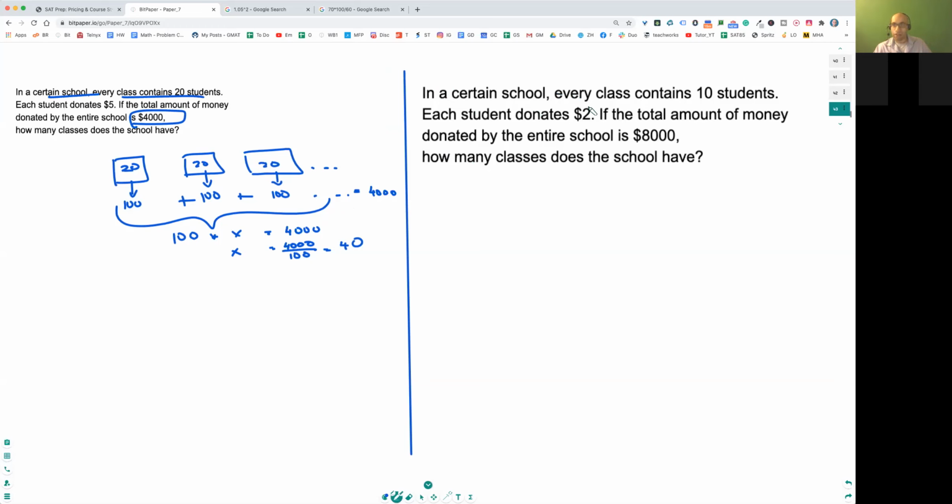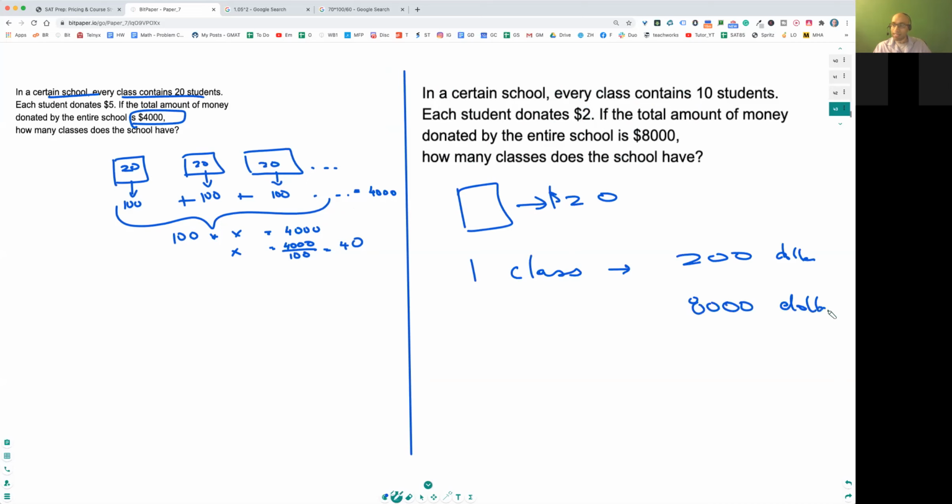So yes, every class contains 10 students, so one class donates 2 times 10, which is $20, right? It donates $20, and so $8,000 is donated by how many classes? So that means x classes. And now just get rid of these units here, okay? So all you got is 1 over, and then put a line over here, equal to, and then just cross multiply. Same old trick, okay?